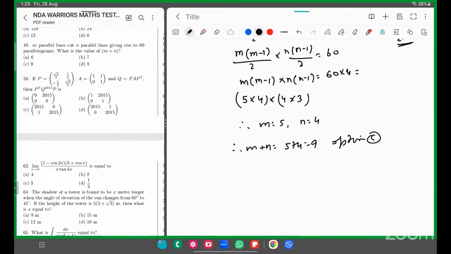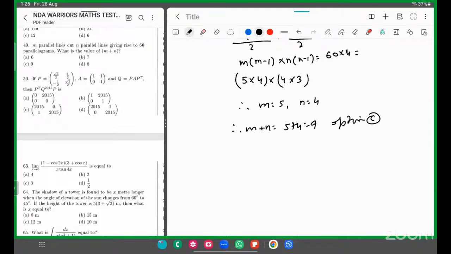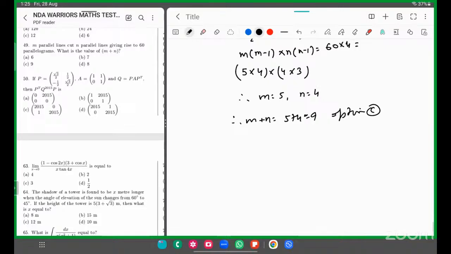That's all for now. We will be continuing it if we get time afterwards. Okay, till 49 we have completed. This process will be done after some time. There is a break now.